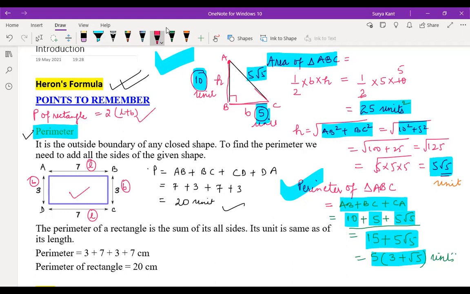So what is the perimeter of this rectangle? We are adding all the sides, AB plus BC plus CD plus DA. So we'll get 20 units. Okay, if I ask what is the semi-perimeter of this rectangle?